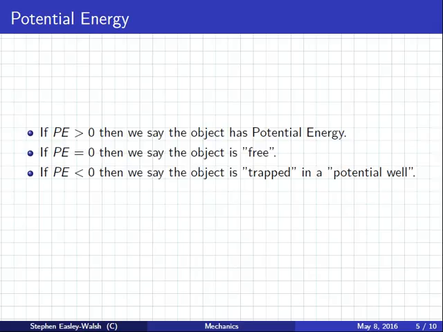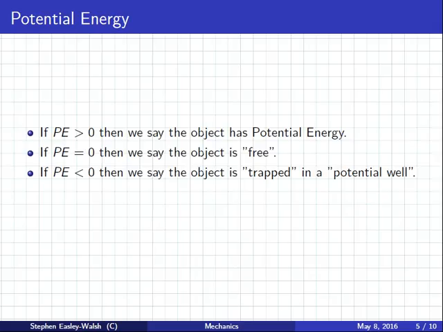Now, it took me a while to remember this also. And I think the reason it took me so long, and maybe the same reason it takes you so long, is because we often think that energy can't be negative. But energy can be negative in this example. Potential energy means it's trapped if it's negative. So potential energy can be negative. If it's negative, it just means that it's trapped.